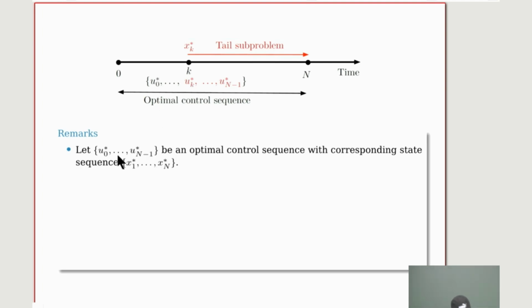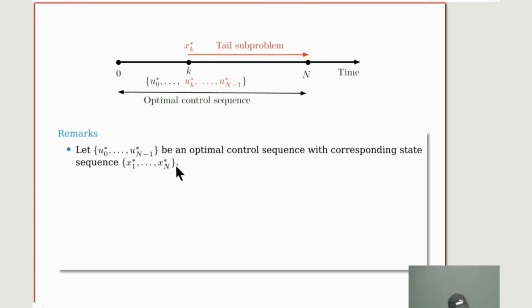So that's what I said. U star, wherever you see star, that stands for optimal. So in this case, this is a control sequence, and this corresponds to the states x1 star to xn star.